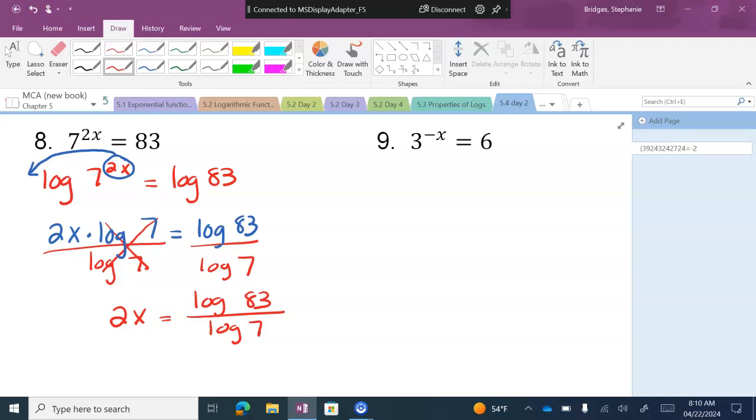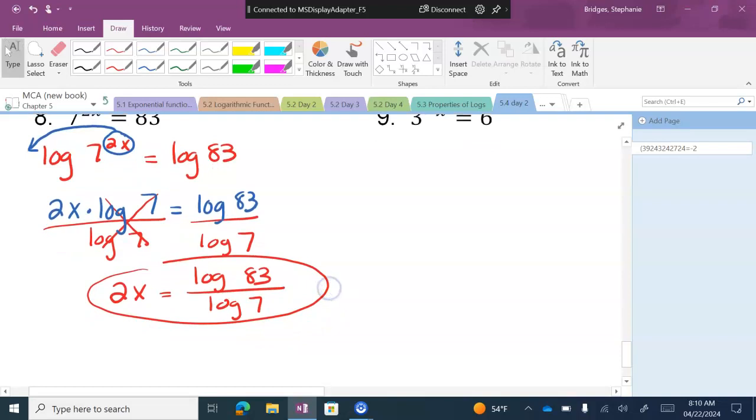Help if I press the right numbers. But after I do that, there's still a 2 being multiplied by x, right? So how would I undo that? I would just take this number that I have in the calculator and just divide it by 2. Okay, so we're going to leave our calculator ready like this. You're going to do log of 83 divided by log of 7, hit equals, and then one more time, just with this number in the calculator, just go ahead and hit divided by 2. And then that will be our final answer for x.